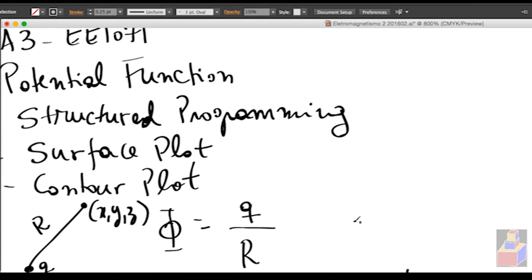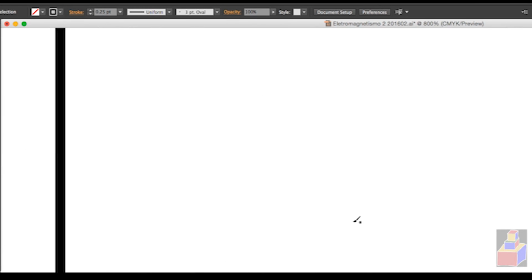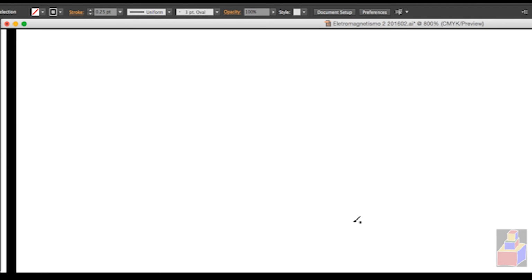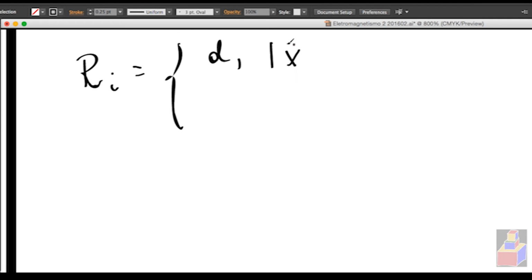So we can make a suggestion in the workshop that I gave to you. We can define a distance, let's call it Ri, such that it equals a parameter d if the distance to the ith charge is smaller than d. Okay? And it's going to be the traditional distance otherwise.